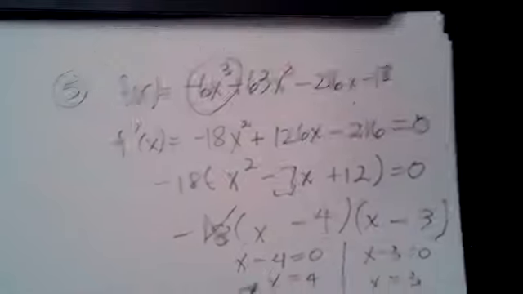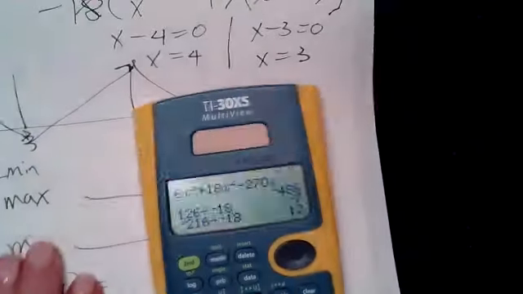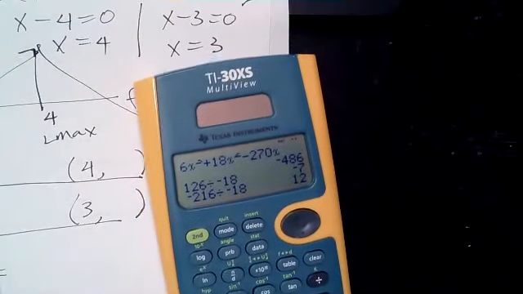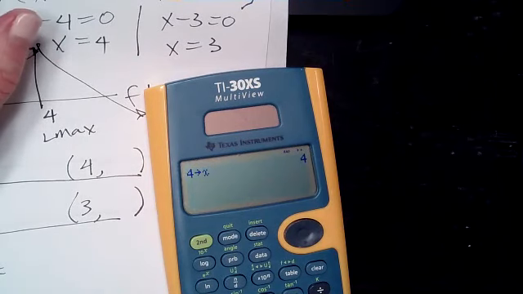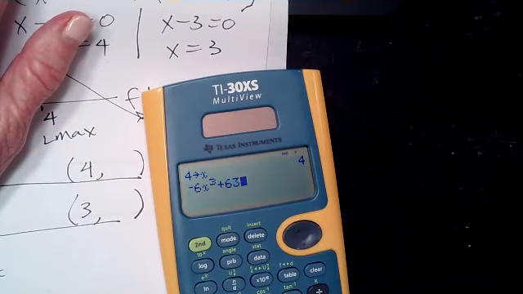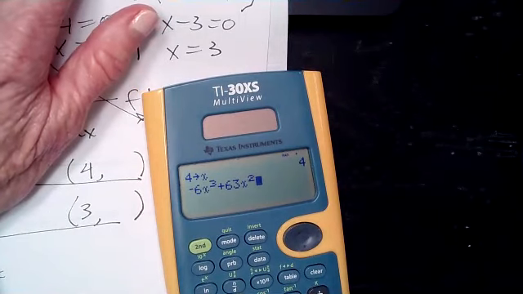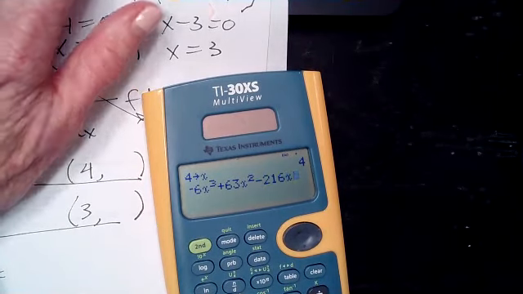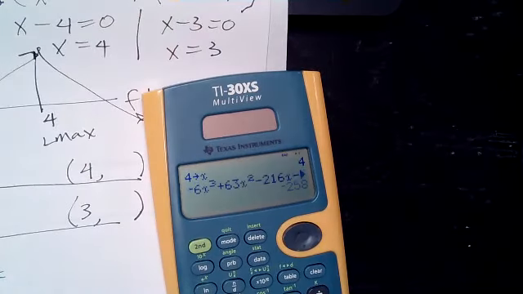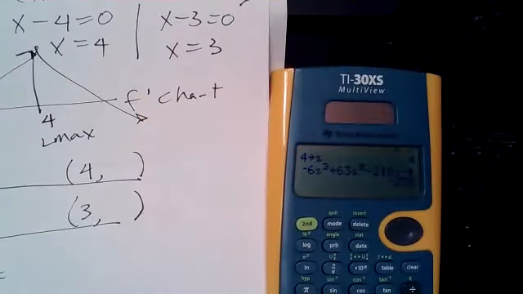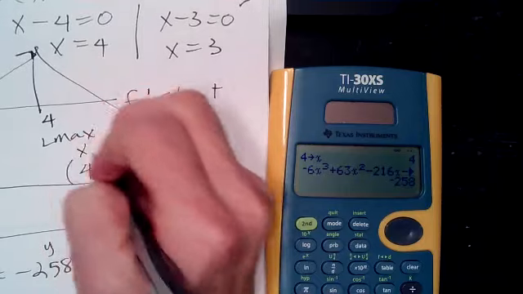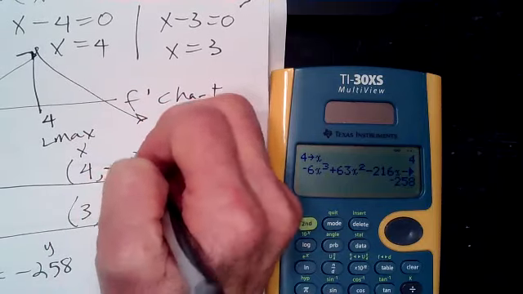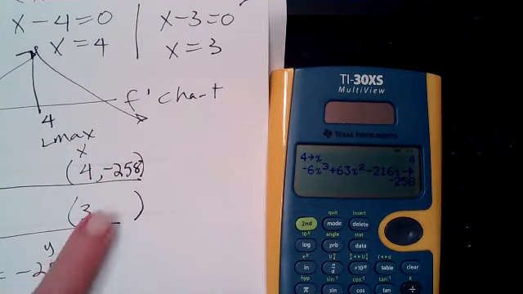Okay. All right, so let's do that. Let's do 4, store for x, and enter. I'm going to type in my original, negative 6x to the third, plus 63x squared, minus 216x minus 18. When I push enter, I get negative 258. So there's your x and there's your y. So x is 4 and y is negative 258. And that's your max.